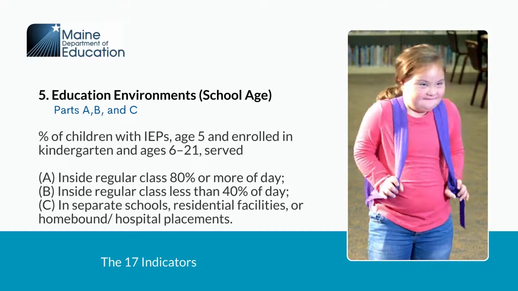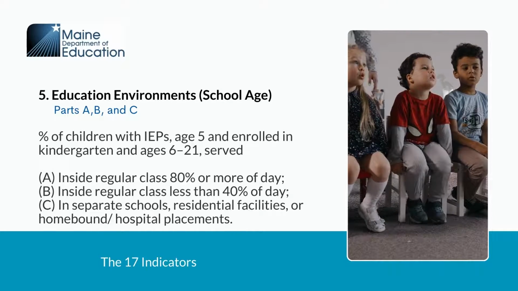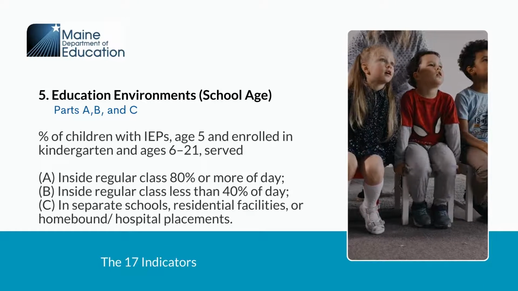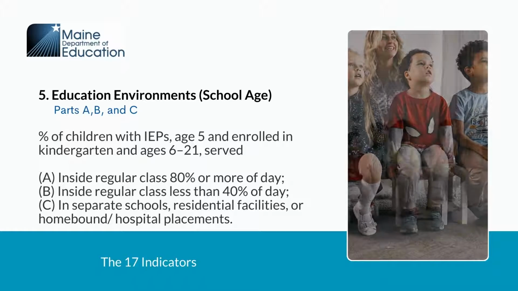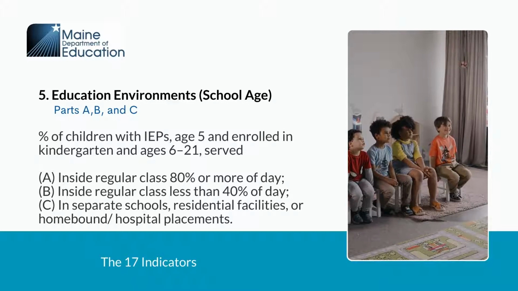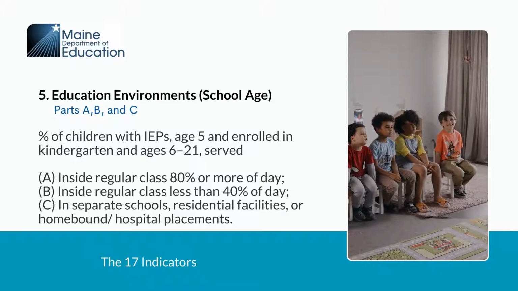This year, there has been a change to this indicator. It now includes 5-year-olds who are in kindergarten. Previously, those students were included in the preschool environments indicator. This means we need to set a new baseline and new targets for all 3 parts of this indicator.